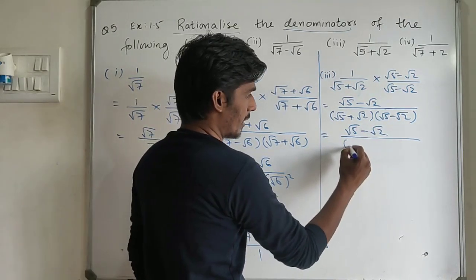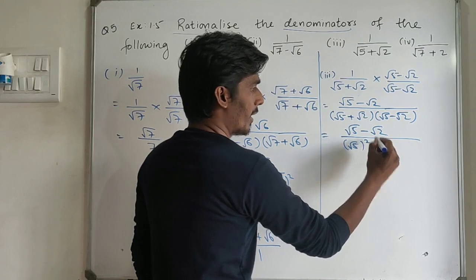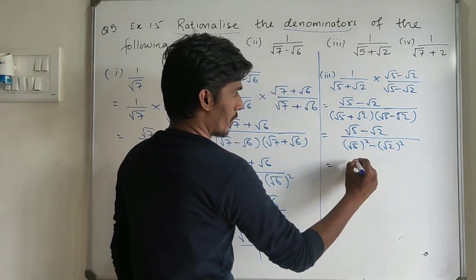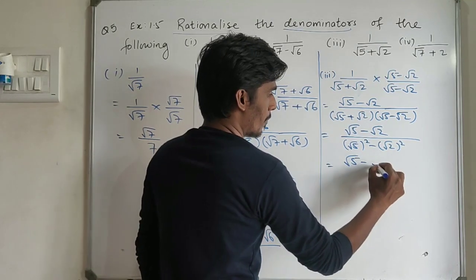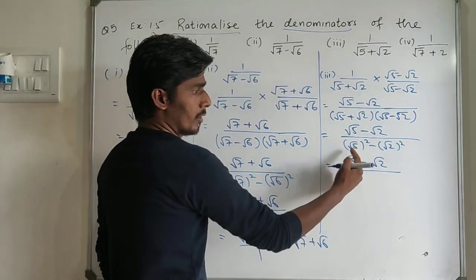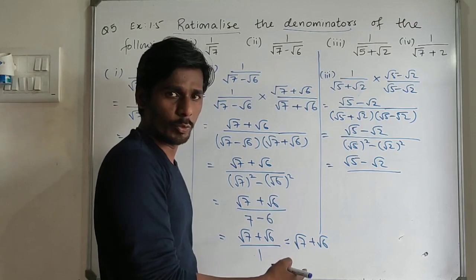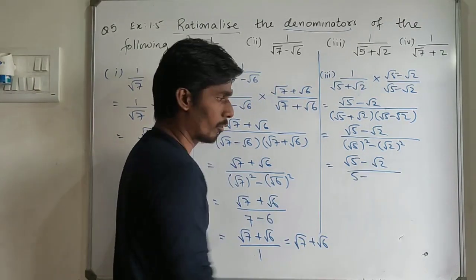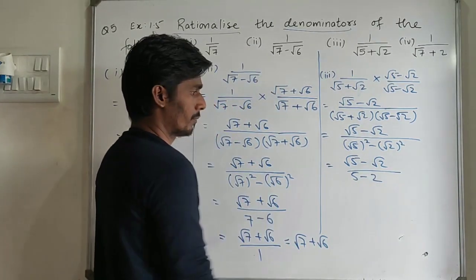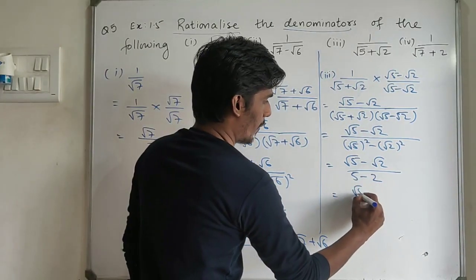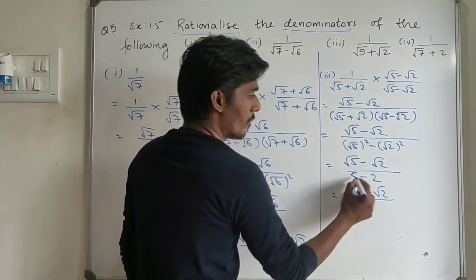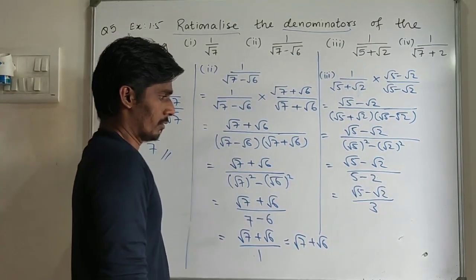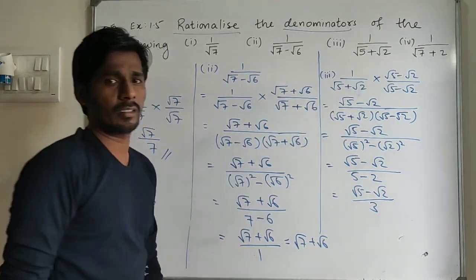So a square minus b square, that is root 5 square minus root 2 square. So root 5 minus root 2 upon square of root 5. Root 5 into root 5, it's what? 5. Root 2 into root 2, it's what? 2. So root 5 minus root 2, 5 minus 2 is what? 3. So this is the way we can complete the third one.